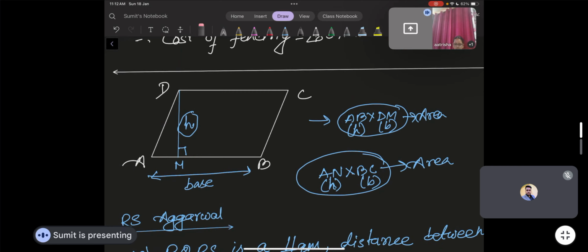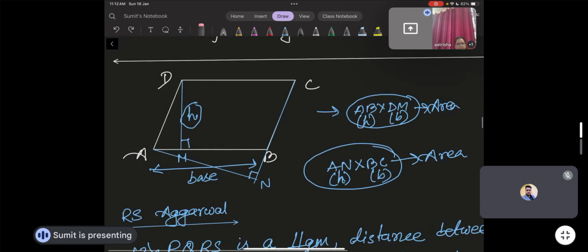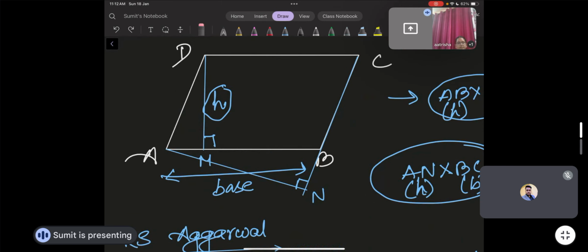Now, if I complete the diagram in that manner, that means I am drawing a perpendicular from A on the side BC produced. I already told you in the beginning that the height of the parallelogram can be measured in two ways: the distance between the longer sides and the distance between the shorter sides. So this AN, from the vertex A to N, can be taken as the distance between the shorter sides.